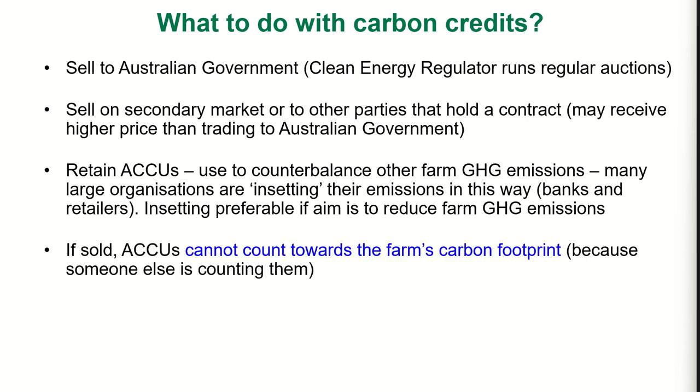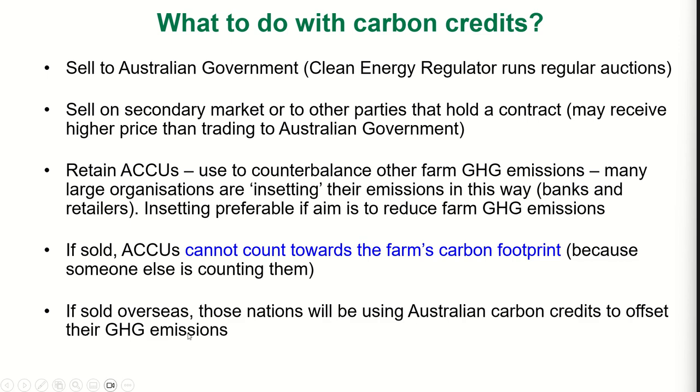It's important to note that you can't sell your carbon credits and claim them as part of your farm's business as well. Because if you were to do that and you had sold them, it's probable that someone else would also be counting them towards their business. So for example, if you sold them to an airline who wanted to offset their own emissions, that airline would then say, okay, I've bought 100 ACCUs and I'm offsetting my business's emissions with those 100 ACCUs, so you can't use those 100 ACCUs to say that you've reduced your emissions as well, because that's double counting.